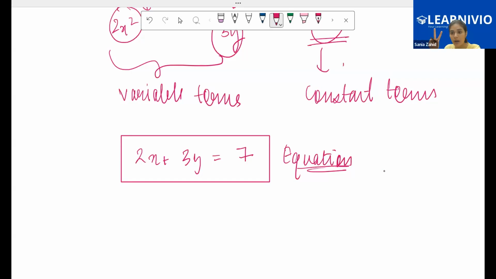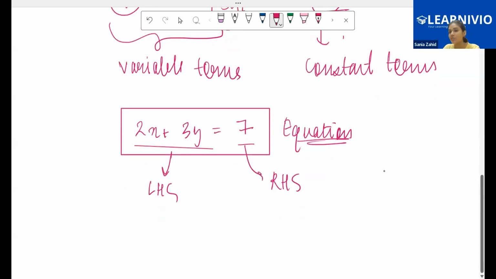So an equation basically has an equal to sign. An equation has two parts. It has the left hand side, which is known as the LHS, and 7 is known as the RHS, the right hand side of the equation. So this is the meaning of an equation: an expression which also includes an equal to sign. Now in this lesson, I'll be sharing the screen with you. Just one minute.